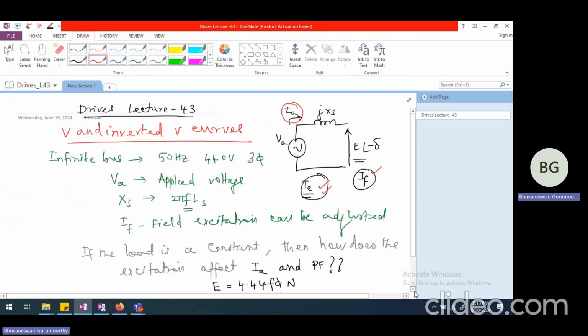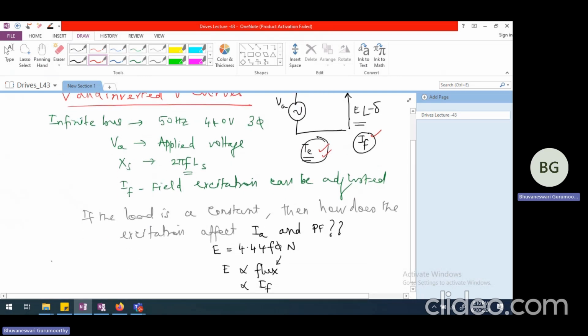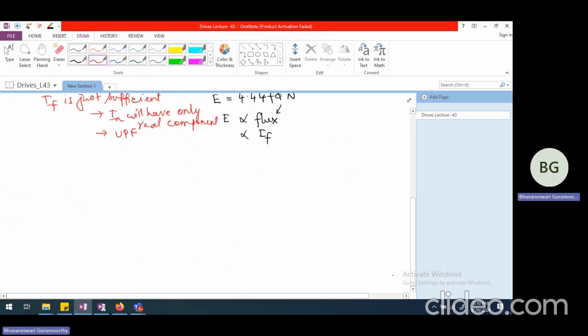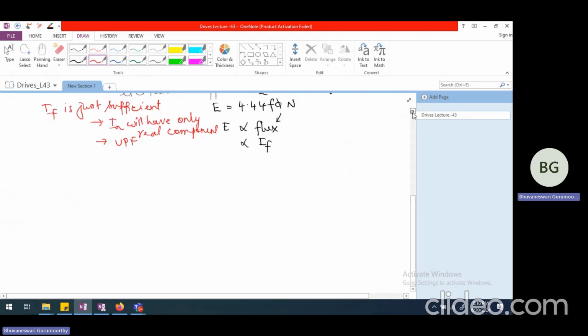So if we are talking about the field current, if IF is just sufficient, then the armature current will have only a real component. It will not have any reactive component at all because it has to just produce the torque, nothing more than that. So this will be at unity power factor. It doesn't have to really supply any excitation or flux at all.